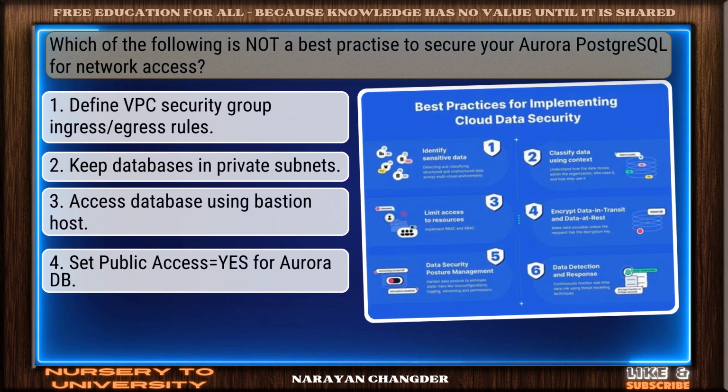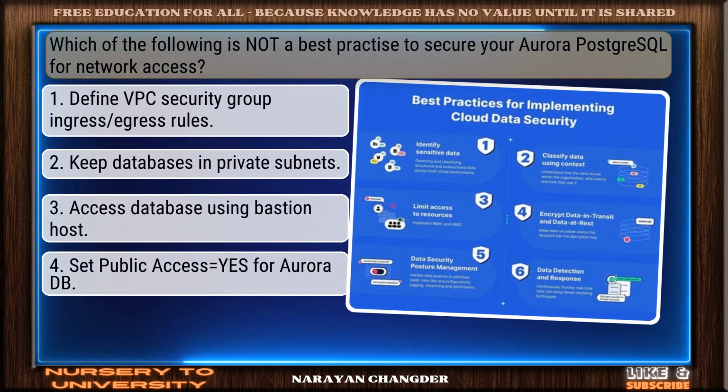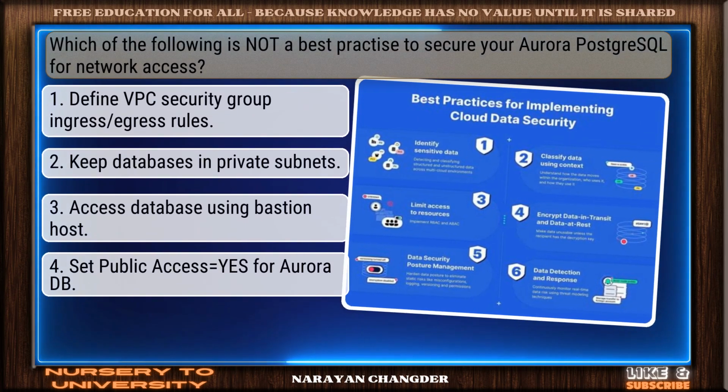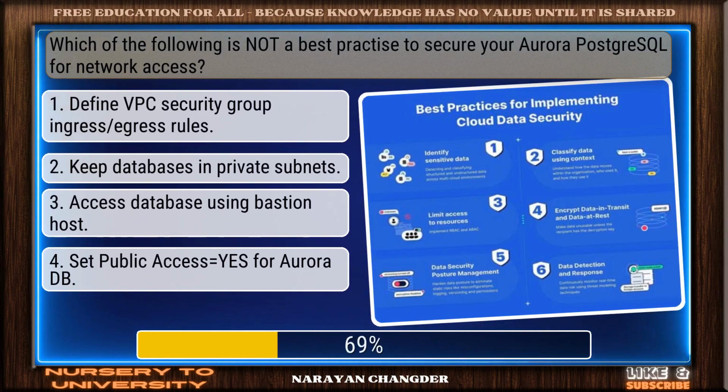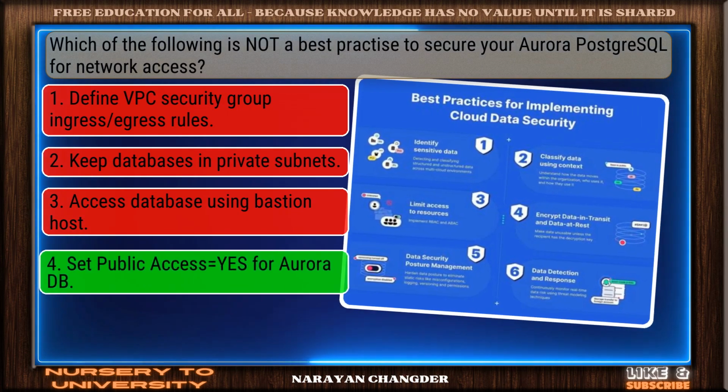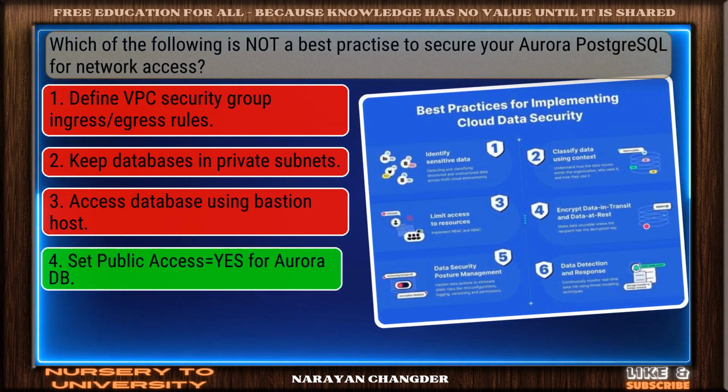Question number 10. Which of the following is not a best practice to secure your Aurora PostgreSQL for network access? Good thinking. Set public access equal to yes for Aurora DB is the right answer.